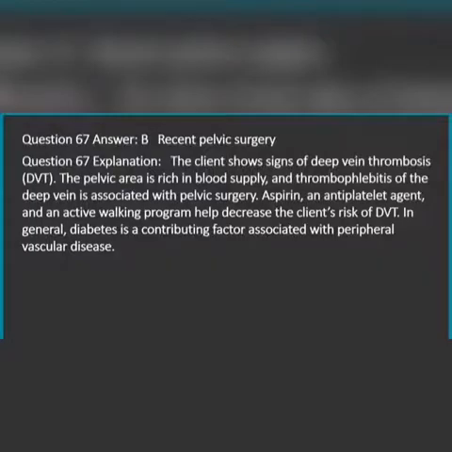Question 67 Explanation: The client shows signs of deep vein thrombosis, DVT. The pelvic area is rich in blood supply, and thrombophlebitis of the deep vein is associated with pelvic surgery. Aspirin, an antiplatelet agent, and an active walking program help decrease the client's risk of DVT. In general, diabetes is a contributing factor associated with peripheral vascular disease.